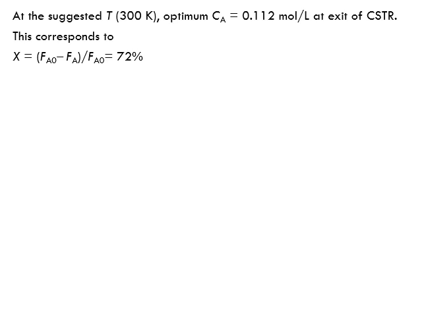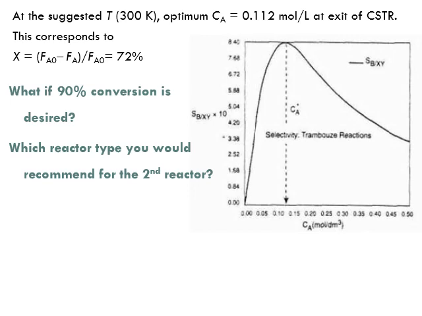But anyway, the suggested temperature was 300 Kelvin, and at this suggested temperature, the optimum concentration was found from this figure to be 0.112 mole per liter. Of course, we're going to use a CSTR, so that's the concentration at the exit of a CSTR, and this corresponds to a conversion of 72%.